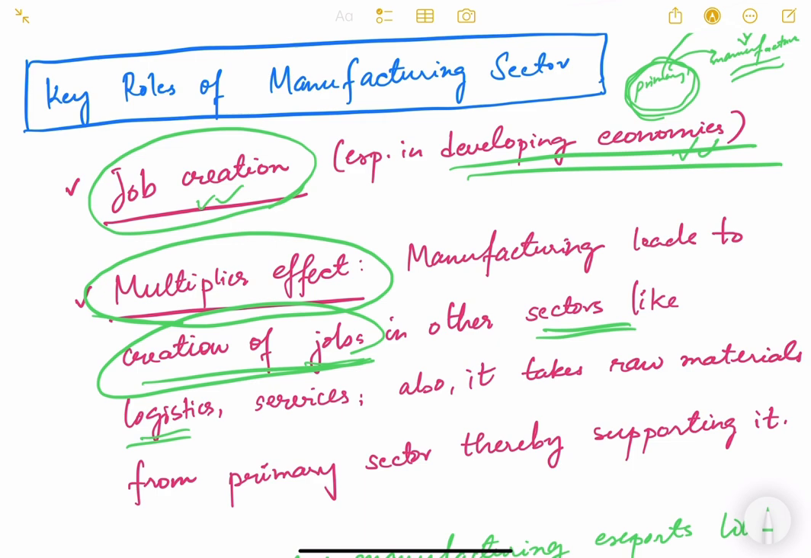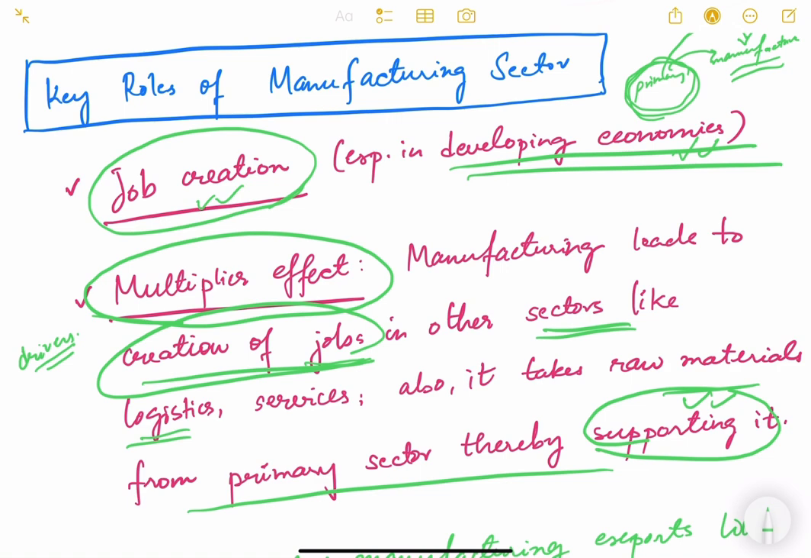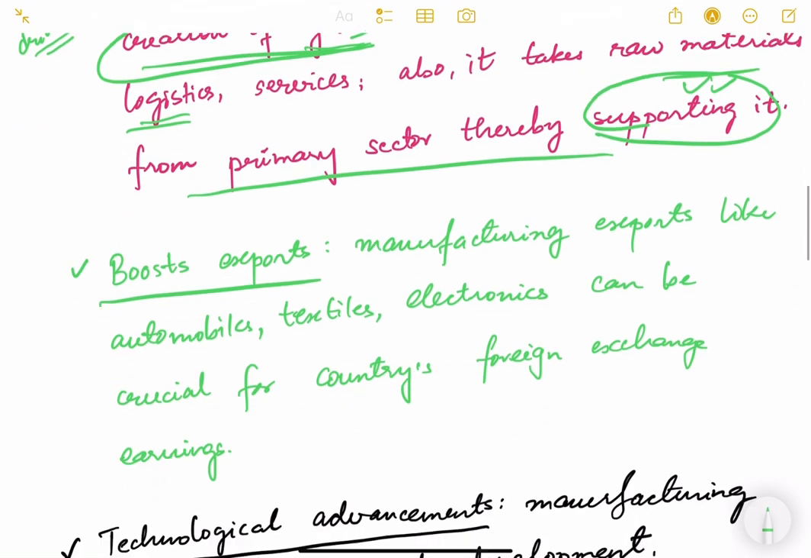For example, if there is a factory which engages a transportation service, indirectly it will create jobs for drivers who will actually drive those trucks or other vehicles. So it is creating jobs in other sectors also, and it takes raw material from the primary sector, thereby supporting it. So manufacturing becomes a central sector with a lot of forward and backward linkages in the economy. So it has a multiplier effect.